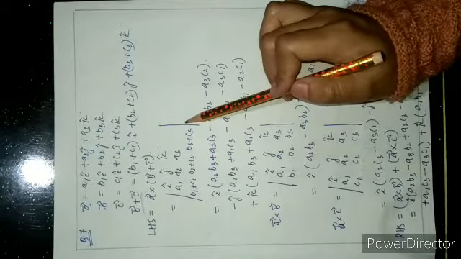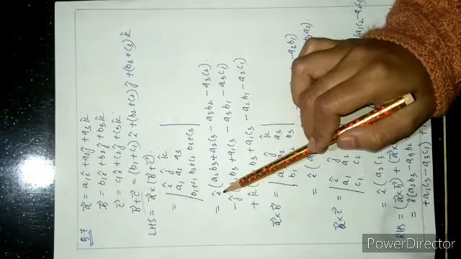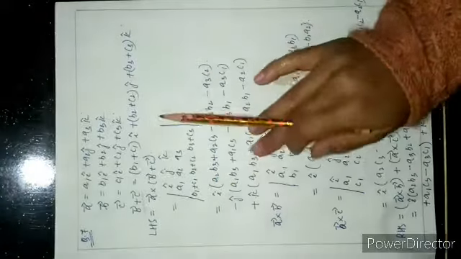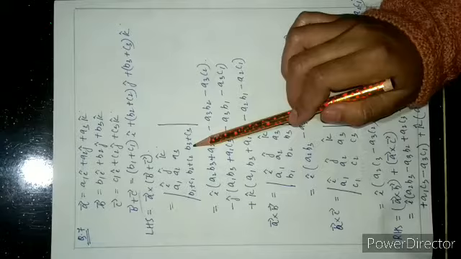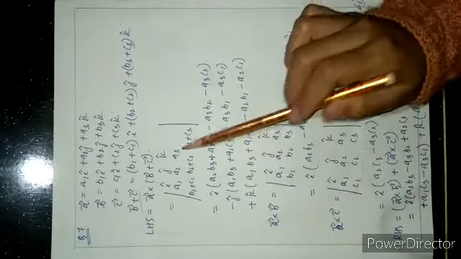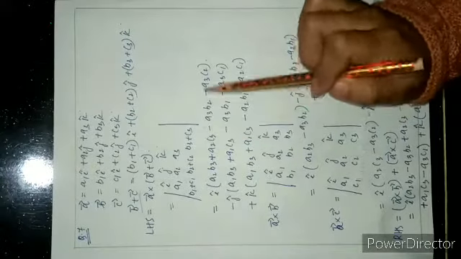Then expanding this determinant along the first row, we have I cap times the determinant from the first row and first column: A2 B3 plus A2 C3, minus A3 into B2 minus A3 C2.